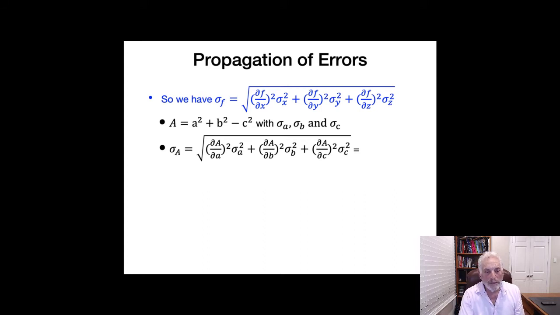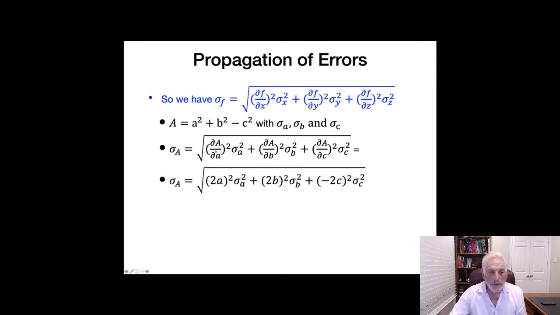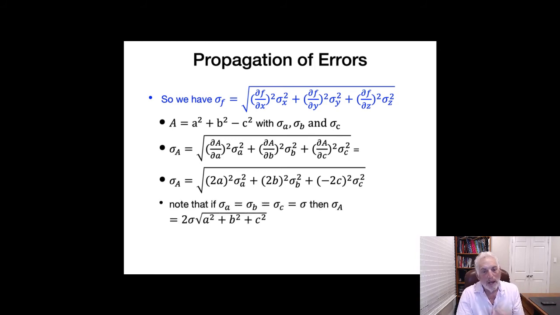If we go through, what we see is that the partial of A with respect to little a is 2a. The partial of this with respect to b is 2b. And the partial of this with respect to c is minus 2c. But notice that when I square this, it's exactly the same contribution as each of the other contributions. And again, if they all had the same uncertainties, then you could see that this would be just the square root of 2 sigma times the square root of a squared plus b squared plus c squared. This is how we use our propagation of error formula.